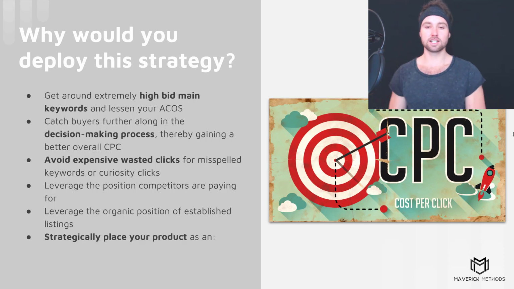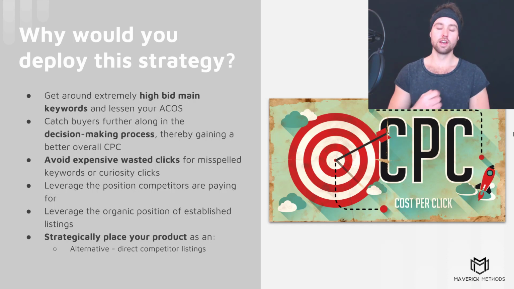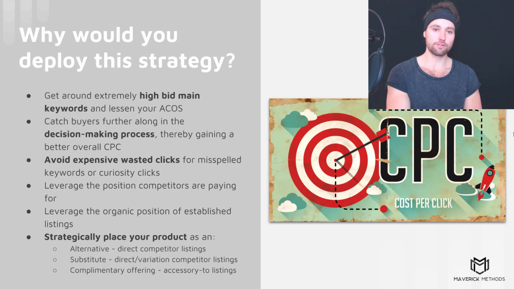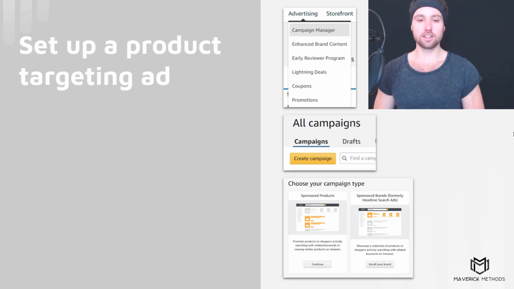Strategically place your product as an alternative to certain direct competitors, a substitute to direct competitors, or variations of your product, and complementary offering on those listings. And those would be accessory to listings like we discussed earlier. So how to set up a product targeting ad.